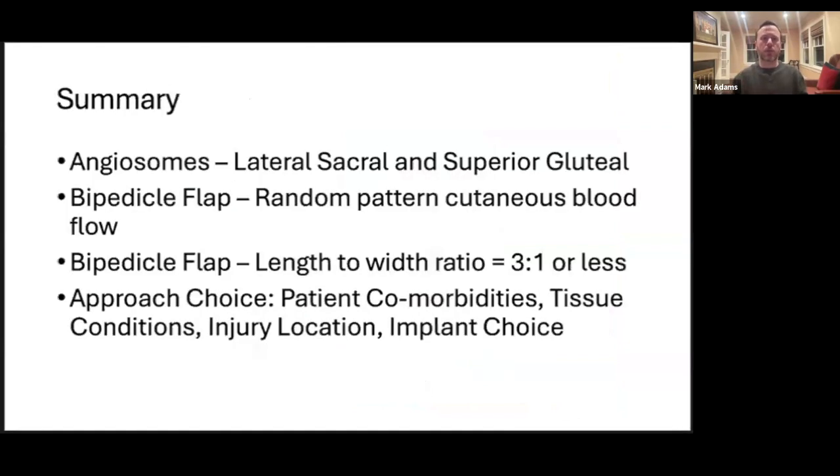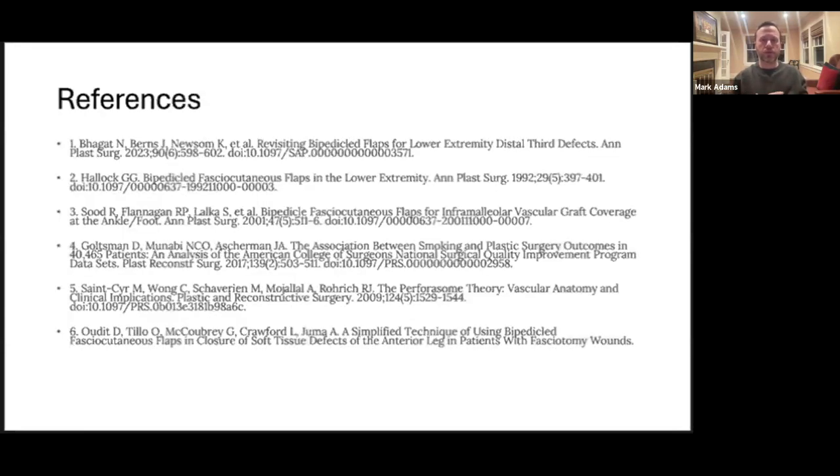And so, in summary, we reviewed the relationships between the lateral sacral and superior gluteal angiosomes and the posterior approaches to the pelvis. That bipedicle flap relies on random pattern cutaneous blood flow. Ideally, if two paramedian incisions are performed and the skin and the patient are healthy, the length to width ratio would be 3 to 1 or less. The injury location and the necessary implants also would play a role in that decision-making process. So those are some of those references.